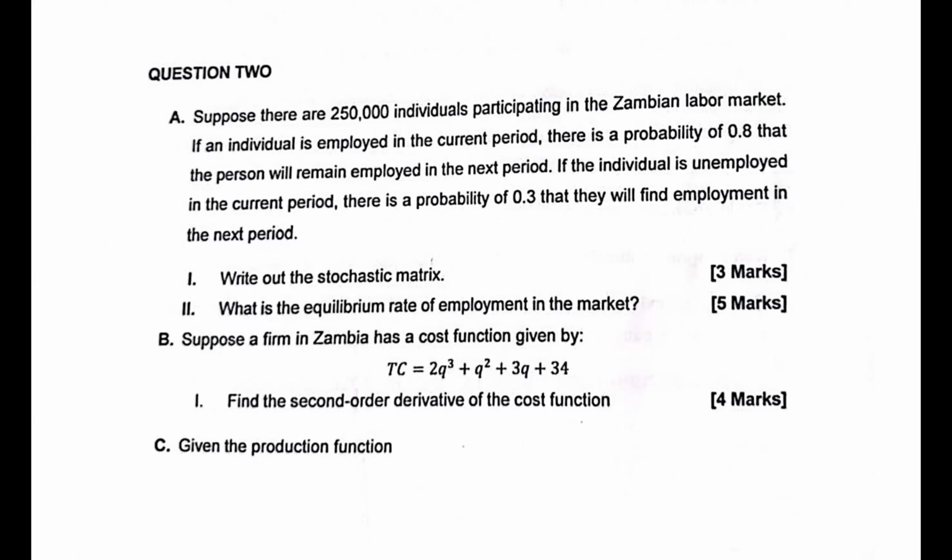Suppose there are 250 individuals participating in the Zambian labor market. So have you seen how important the things I taught you are? These are stochastic matrices. They are all coming exact. 250 individuals participating in the labor market. If an individual is employed in the current state, there is a probability of 0.8 that the person will remain employed in the next period.